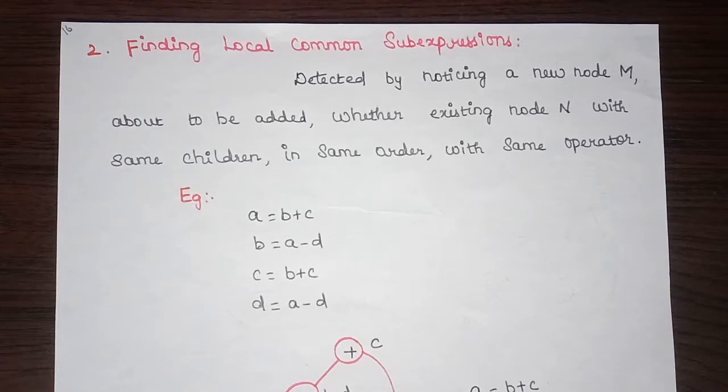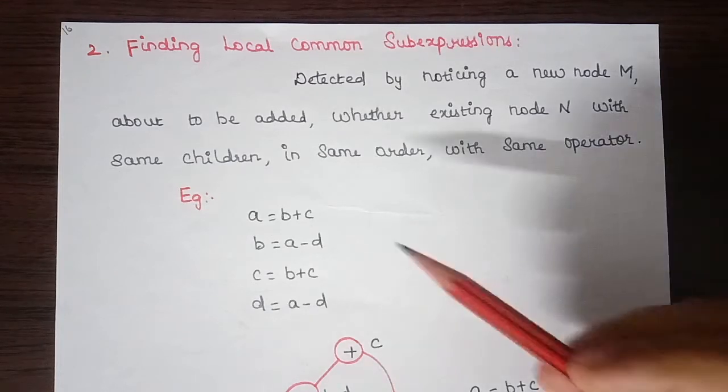So if that is the case, if there is an existing node satisfying all these conditions, then we can say that this node, that is the newly added node, will compute the same value as the previous node, and that may be used in its place. So likewise we can determine the local common subexpressions with the help of this DAG. Let us consider this example.